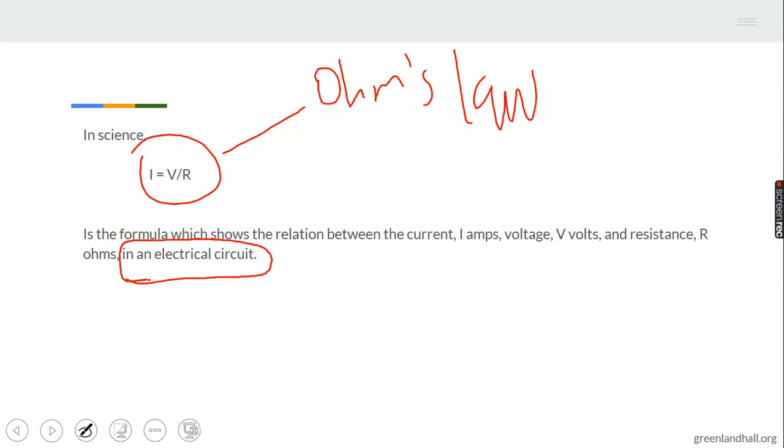We are not interested in all this, but what we are interested in is the formula. We say that a formula is an equation with letters that stand for quantities. I represents current, which is in amps. V represents voltage, which is in volts. Then R represents resistance, which is in ohms. And this takes place in an electrical circuit.